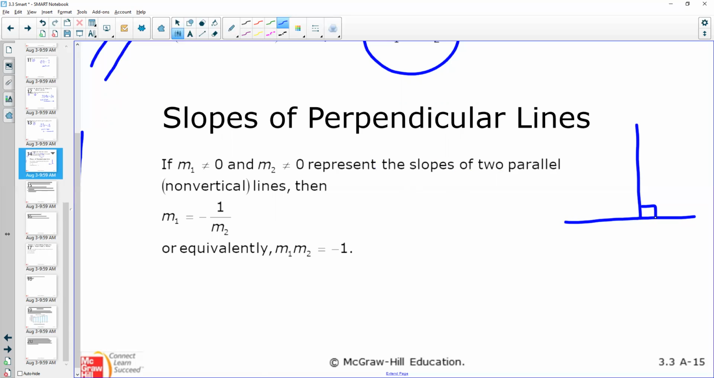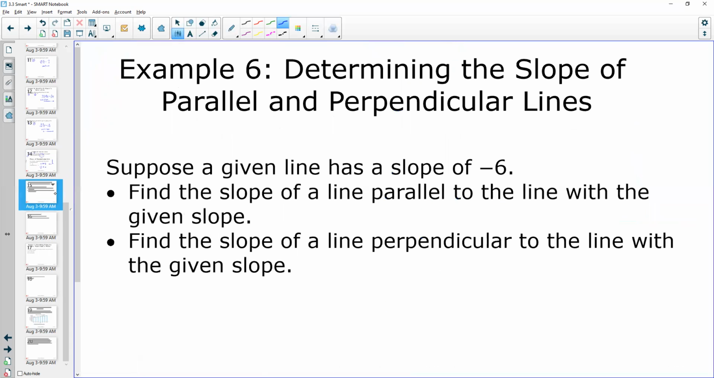So like if the first slope is 3, then the perpendicular line slope is negative 1/3. If the first slope is negative 1/2, the perpendicular line slope is 2. We flip the fraction. When we multiply them together, we'd get negative 1. So if the line has a slope of negative 6, give the slope of the line parallel to that line, find the perpendicular.